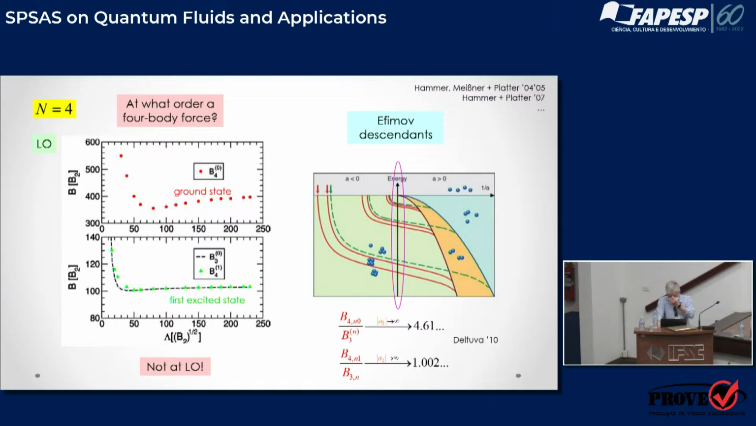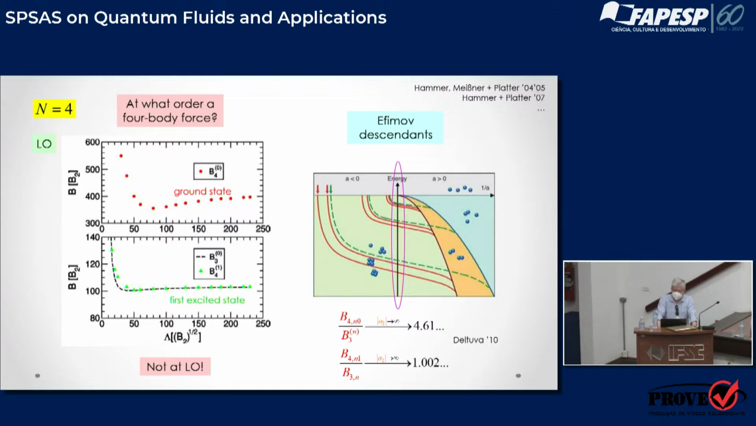Right at this line, that's the line where we have the unitarity limit. These numbers have been calculated very accurately by Deltuva. And you see that this four-body state is a factor of about 4 times deeper than this state. And so this is not well represented here in this sketch, of course. And this, for the first excited level, is very, very close to the threshold. The factor is 1.002.